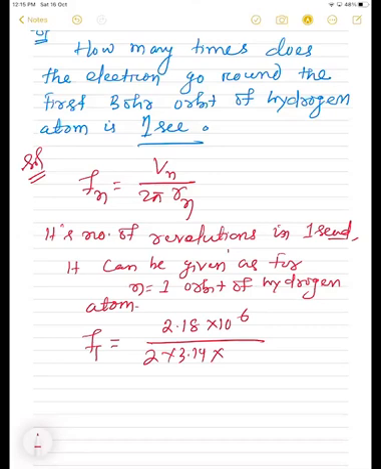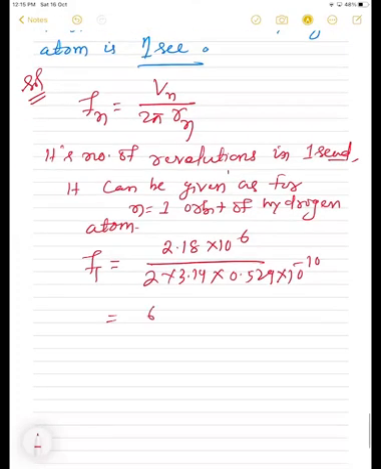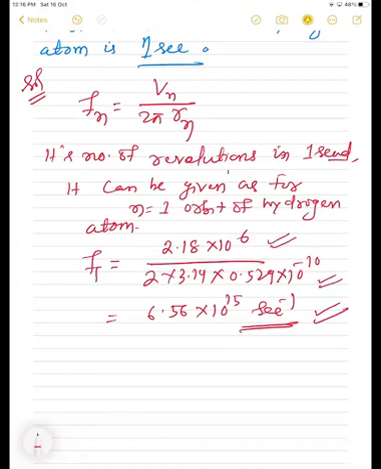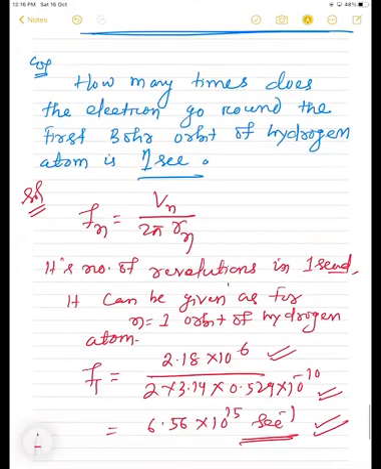Or hydrogen ka pehla radius. The formula for r we have also studied, that is 0.529 into 10 to the minus 10. To pura solve karne ke baad kitna aayega? 6.56 into 10 to the power 15 per second. Yes or no? Velocity in the first orbit of hydrogen, and you can find the radius of hydrogen in the first orbit. We can also find these two values. You can remember them for hydrogen. Actually, the basic things you should remember so that the calculation will be easy for you in the exam. So this is the answer to the question.